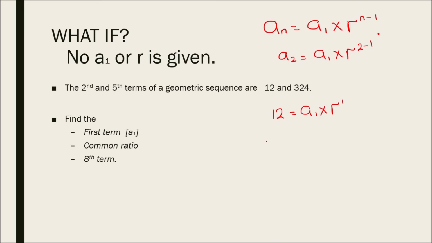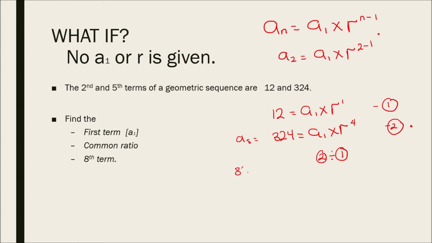And a5 equals a1 times r to the power 5 minus 1, that's 4. Okay, so this is our equation 1 and this is our equation 2. So what do we do? We simply say equation 2 divided by equation 1. So we have 324 divided by 12. What will that give us?